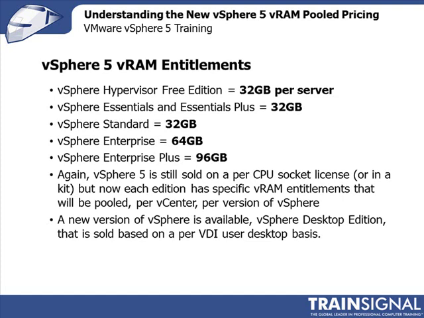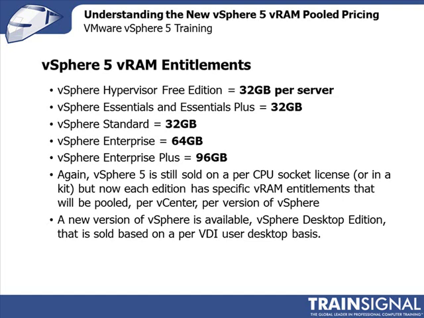And I'll be talking about ways to maximize that at the end of this lesson. So again, I want to reiterate that vSphere 5 is still sold on a per CPU socket license, or even in kits. They have vSphere 5 kits, and each edition has a specific vRAM entitlement that will be pooled per vCenter per version of vSphere.